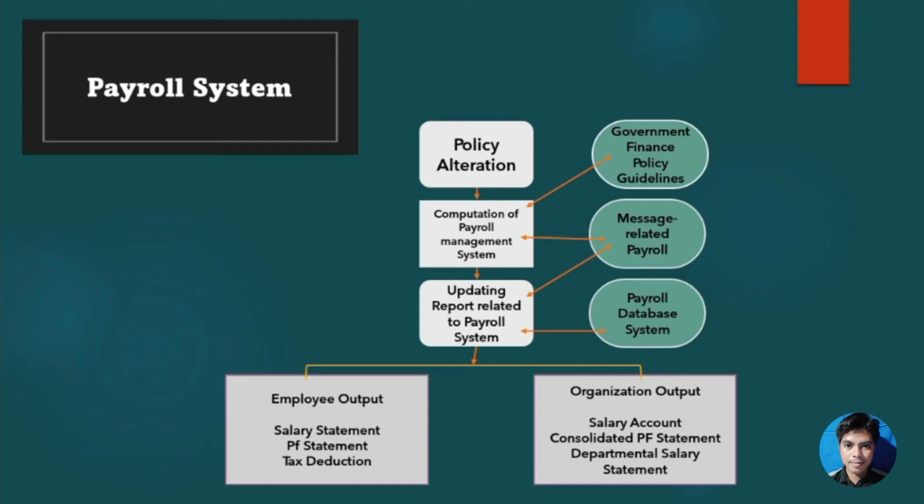The employee output includes the salary statement of the employee, the PF statement, and the tax deduction. And in organization output, the salary account, consolidated PF statement, and department salary statement.